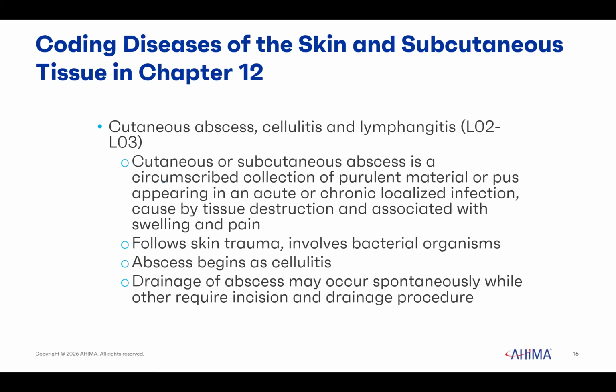The cutaneous abscesses, the cellulitis, lymphangitis, are the L0 through L3 codes. An abscess is a collection of purulent material, otherwise known as pus, that shows up in a localized infection. It could be an acute infection, could be a chronic infection, and so on. A lot of times we see these as a result of laceration or other skin trauma. Typically, we do irrigation and drainage, the incision and drainage procedures that you see sometimes described.